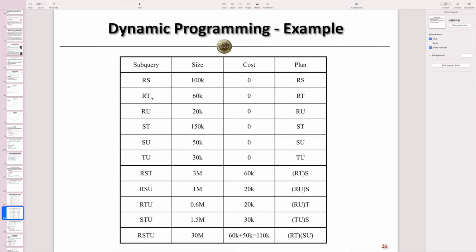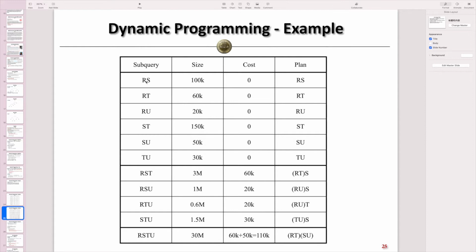For RT, the size will be equal to 0.01 times 2K and further times 3K, resulting in 60K as the size for RT. Then RU will be 20K, ST will be equal to 150K, SU will be equal to 50K, and TU will be equal to 30K. The cost for all of them is 0, and the plan will be equal to the subqueries because we only have two relations. Okay, so these are the pairs of relations composing the subqueries.